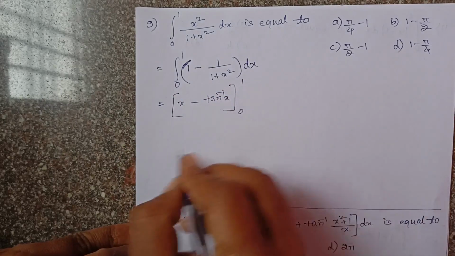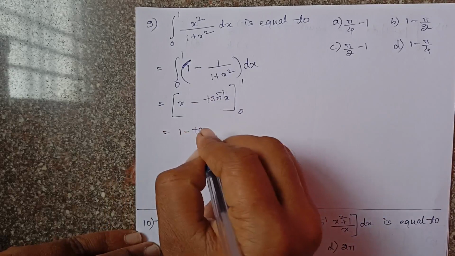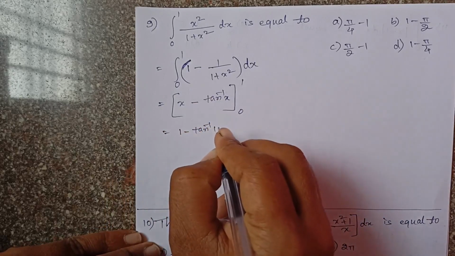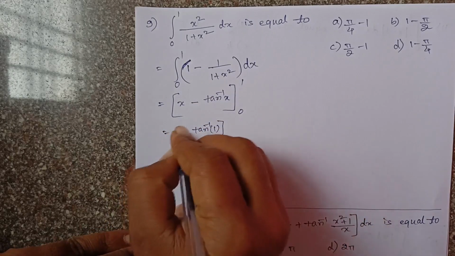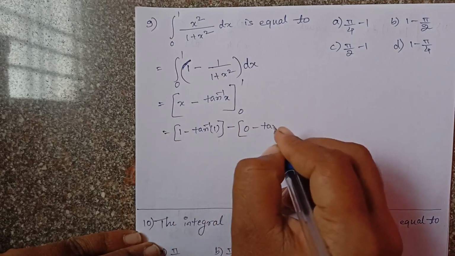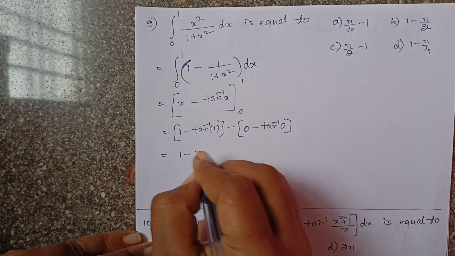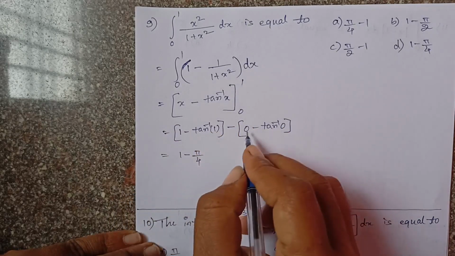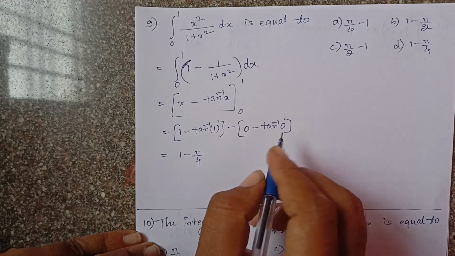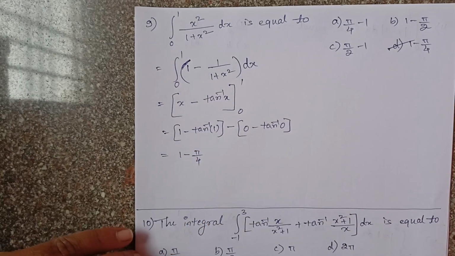0 to 1. Okay. Substituting the upper limit, 1 minus tan inverse of 1, minus, substituting the lower limit, 0 minus tan inverse of 0. 1 minus tan inverse of 1 is pi by 4, minus 0, tan inverse of 0 is 0. So which option is correct here? Option D is correct.